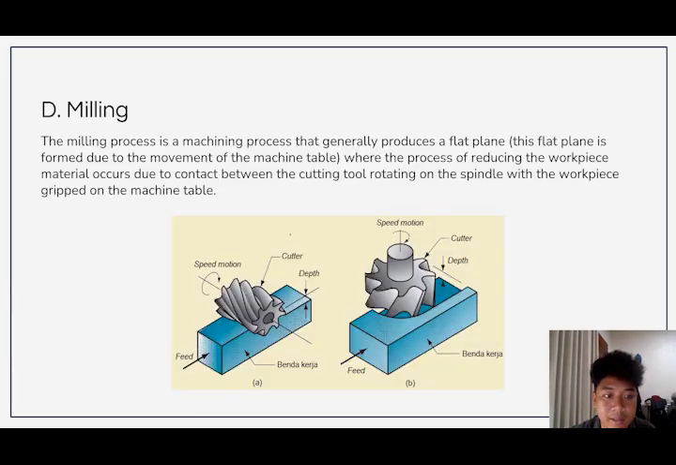First one is milling. The milling process is a machining process that generally produces a flat plane. This flat plane is formed due to the movement of the machine table, where the process of reducing the workpiece material occurs due to the contact between the cutting tool rotating on the spindle and the workpiece gripped on the machine table.